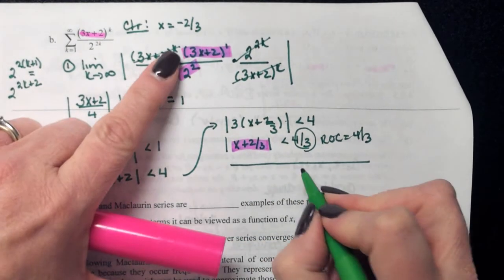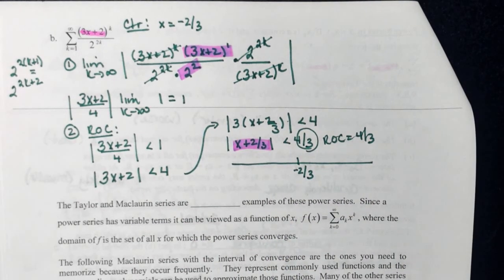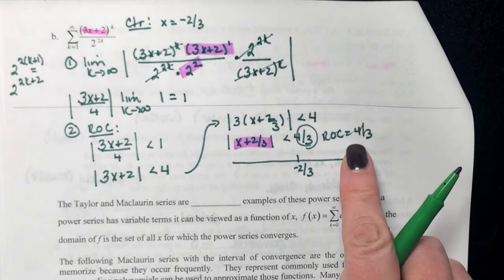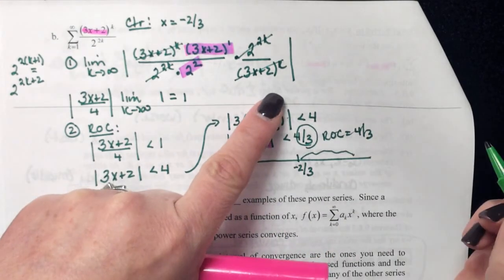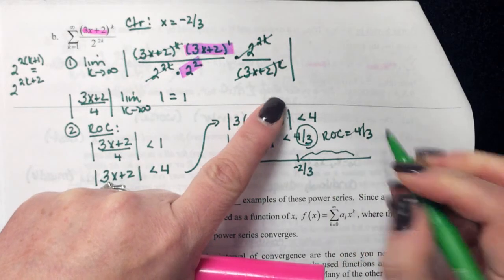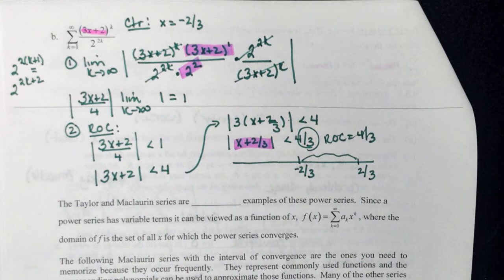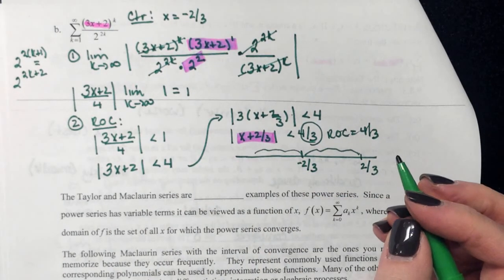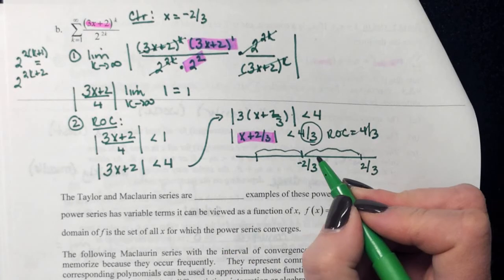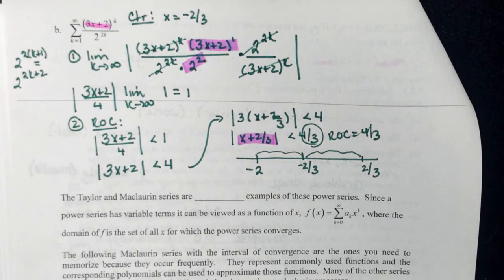So now remember, your center is at negative 2/3. Now that you know your radius of convergence is 4/3, you have to add 4/3 to negative 2/3. So negative 2/3 plus 4/3 is going to give me an endpoint of 2/3. Then you have to subtract 4/3 from negative 2/3. So my other endpoint is going to be at what? Negative 2. Okay?